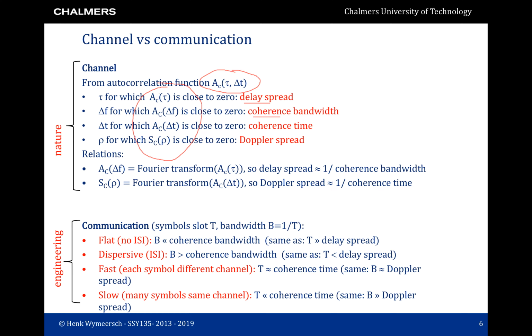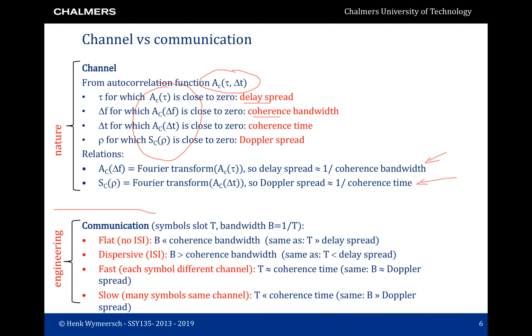Since those two functions are a Fourier transform pair, it follows that the delay spread is approximately 1 over the coherence bandwidth. Similarly, the delta t for which the autocorrelation function AC of delta t is close to 0 is called the coherence time, and the value of rho for which SC of rho, the Doppler power spectrum, is close to 0 is called the Doppler spread. Since those last two functions are a Fourier transform pair, it follows that the Doppler spread is approximately 1 over the coherence time.